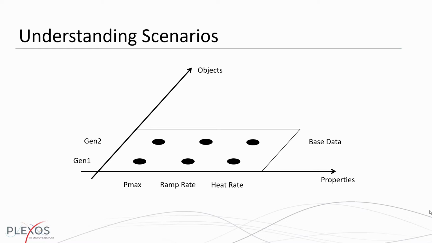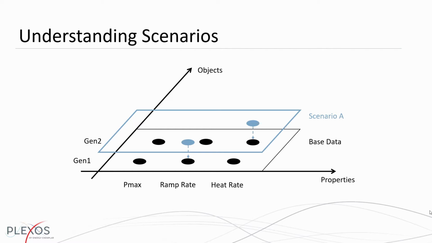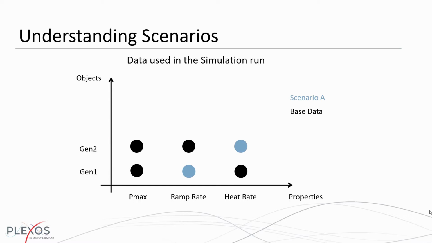If we would like to test how changing the value of ramp rate or heat rate impacts the optimization, we could do this by creating a scenario and tagging these new values with the scenario. But what data will be used at runtime? We see in this diagram that when scenario A is included in the simulation run, the blue values will override the base data. This is the main idea behind scenarios.